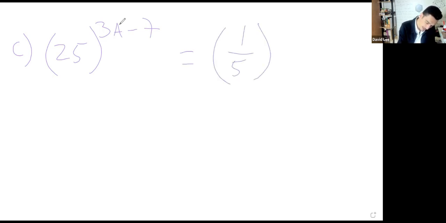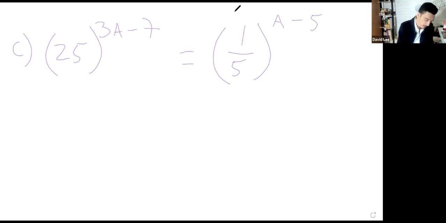Let's go with 25 to the power of 3a minus 7 equals 1 over 5 to the power of, let's say, a minus 5. Again, I completely made this up. I have no idea what the solution is, but I do know what my strategy is. My strategy is to get a common base. I see a 25 and I see a 1/5, so my brain is thinking of the number 5.